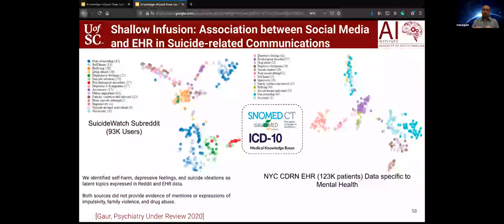And then we clustered them using t-SNE. Once we have the clusters, we know what topics are being talked about in them. We use background knowledge, in terms of medical knowledge sources, to label those clusters based on the categories specified in these knowledge sources. We do the same for the electronic health records to find the similarity between the users.